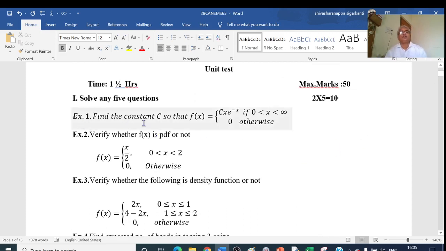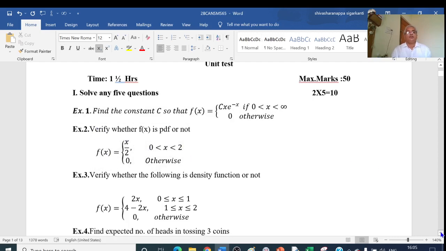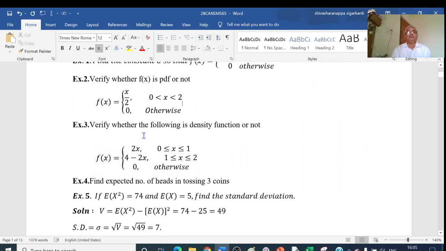That is, find the constant C so that f(x) is defined like this. Just we have to find the value of C. And this is a probability distribution function here. Second question, verify whether this given f(x) is a PDF or not. Just we have to verify. That is, just PDF or not means we have to verify f(x) is greater than or equal to 0 and summation of f(x) is equal to 1.